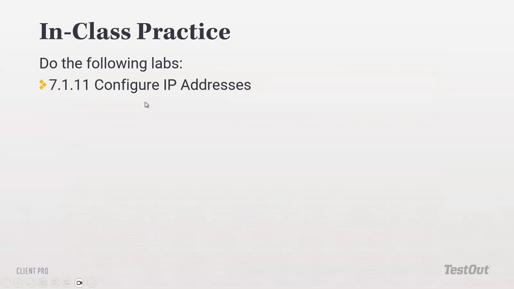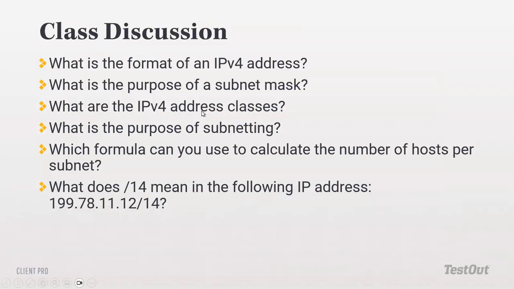But there is a somewhat oomphy lab to configure IP addresses. So do lab 7.1.11. And the format of an IPv4 address: 4 octets, 8 bits each. What's the purpose of a subnet mask? To separate the network address from the host or client address. The address classes for IPv4 are A, B, C, D, and E, where we don't really use D and E. A is 0 through 127, B is 128 through 191, C is 192 to 223.